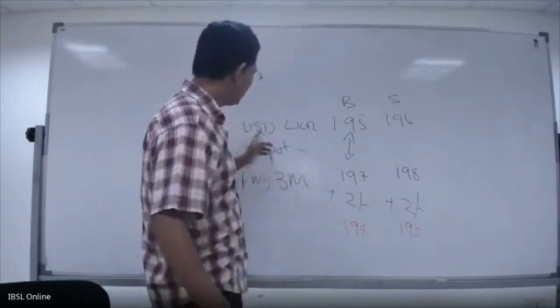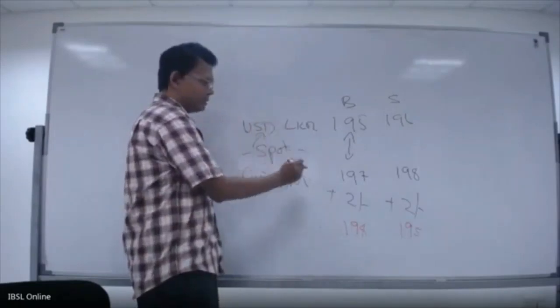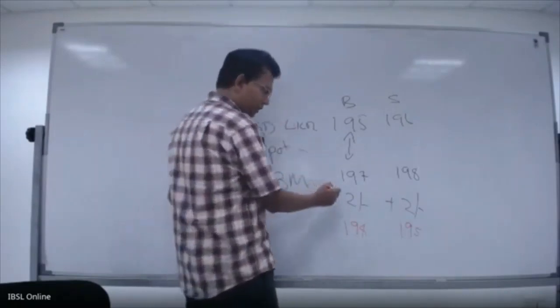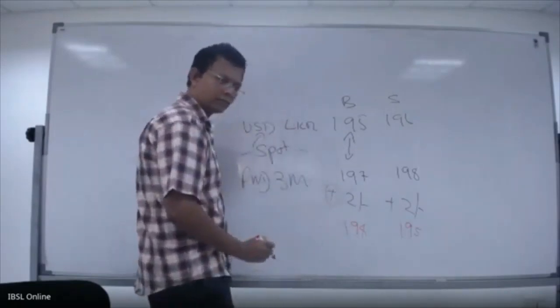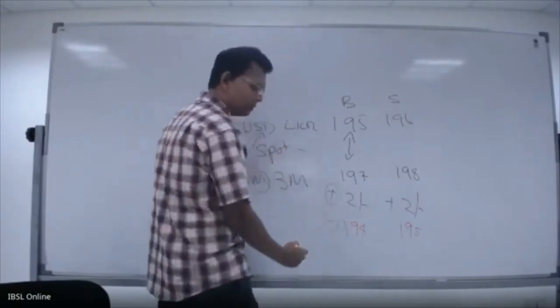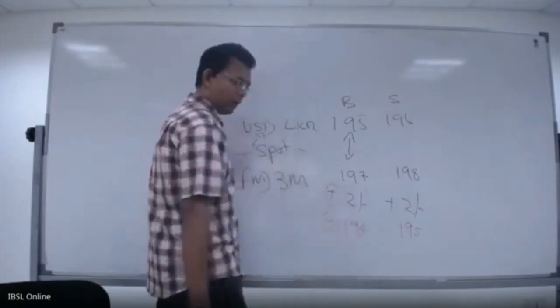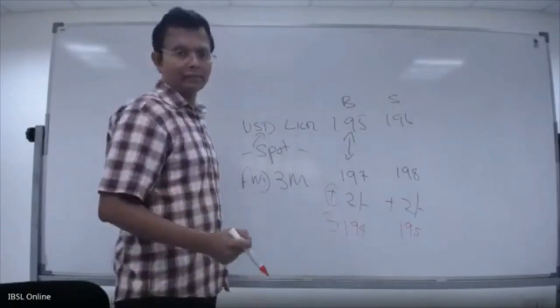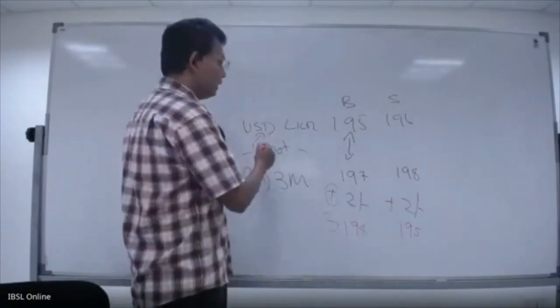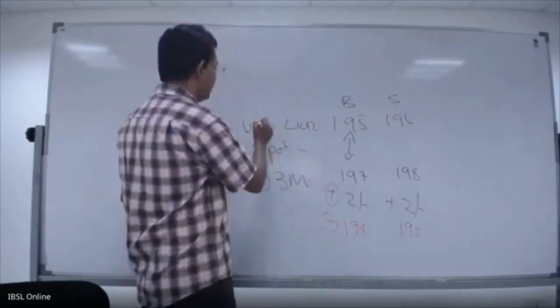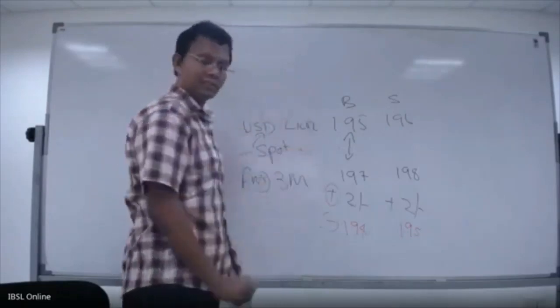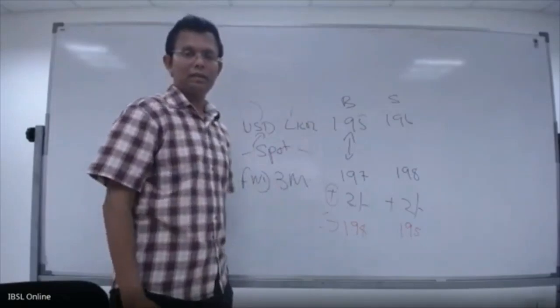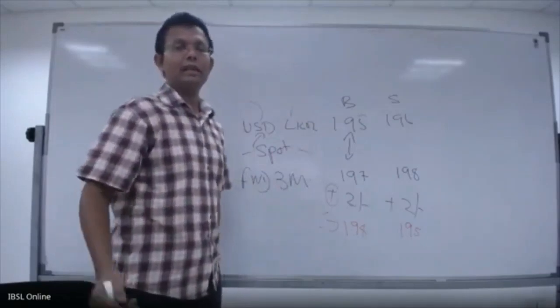It's basically this amount, whether you should add or deduct, and the amount is decided by interest rate parity. For your knowledge, interest rate parity means what? Dollar interest rate and LKR interest rate. Simple. Dollar interest rate and LKR interest rate.